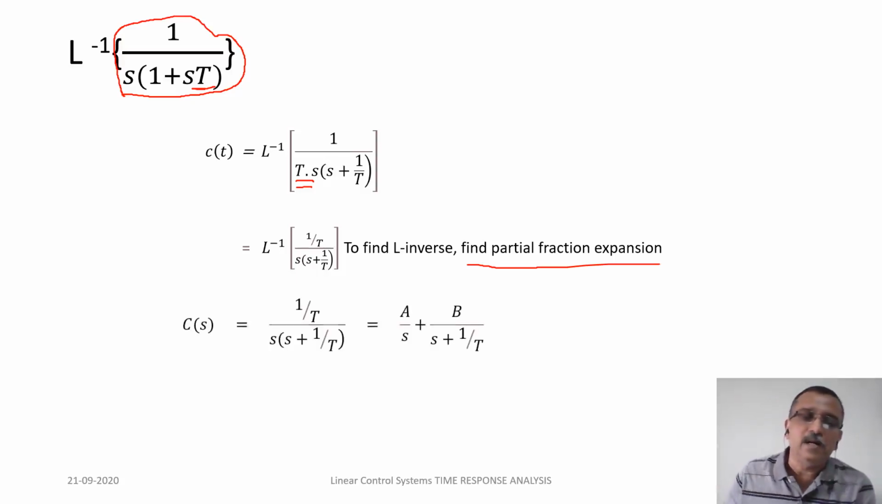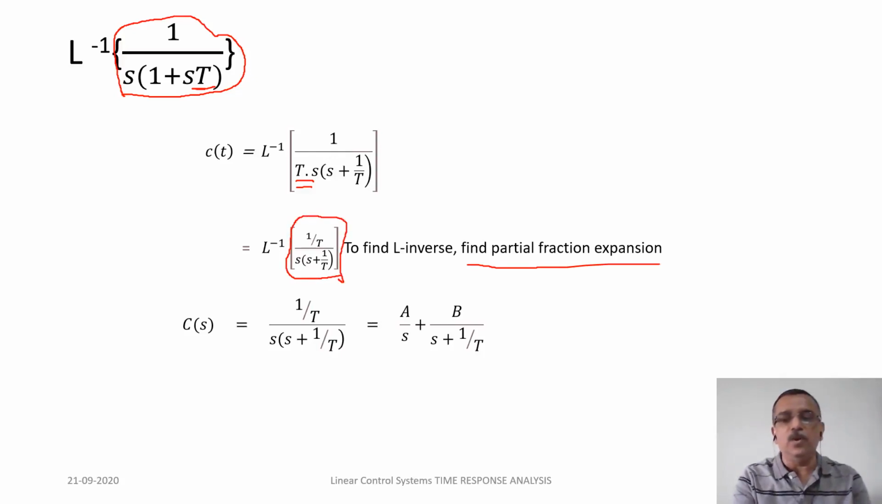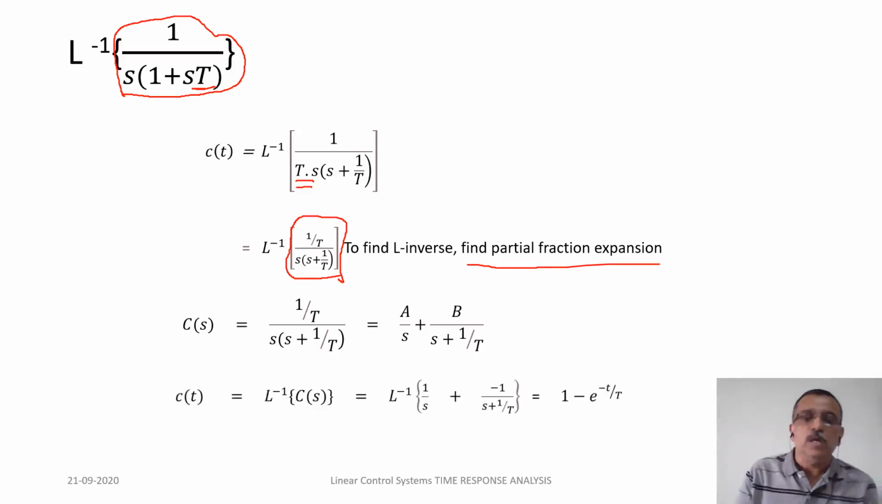You take this term inside the square bracket. I have written it as CS, which is equal to A by S plus B by S plus 1 by T. So I have to find L inverse of this. So you have to find A and B. First I thought of typing all the algebra. Then I thought that all of you are good in algebra. So you know how to find A and B. You find A and B. It will be 1 and minus 1 in this particular example. So it is L inverse of 1 by S plus minus 1 by S plus 1 by T.